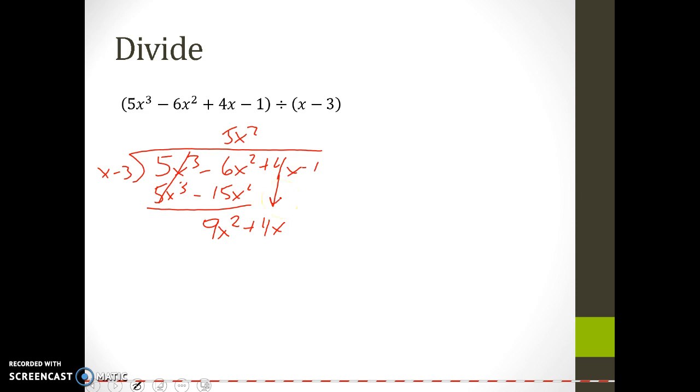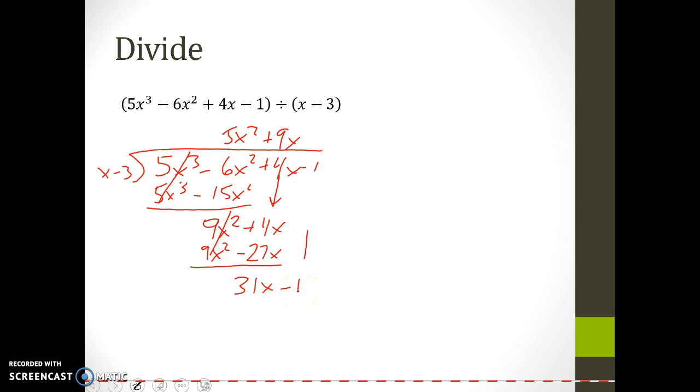So then I'm going to ask myself, what do I multiply x by to get 9x squared? And that's 9x. So 9x times negative 3 is negative 27x. And 9x times x is 9x squared. When I subtract, my leading terms cancel. 4x minus a negative 27x is 31x. I'm going to bring down my negative 1.